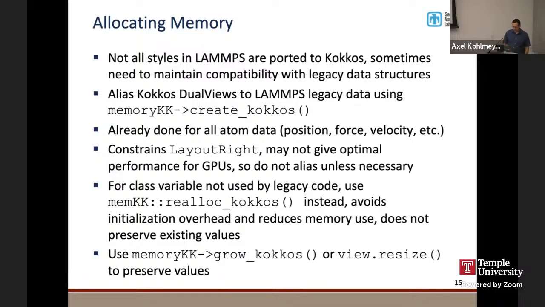And then we also have another helper function, which is this mem kk realloc Kokkos. So let me just back up a little bit. We alias using this memory Kokkos create Kokkos. This takes both a dual view and the legacy pointer, and it will just automatically alias. You put in a label, and it will take care of everything for you. If you don't want to alias, then you can use this realloc Kokkos instead.